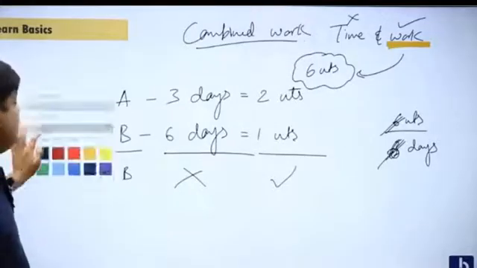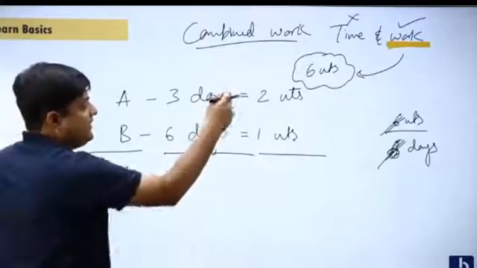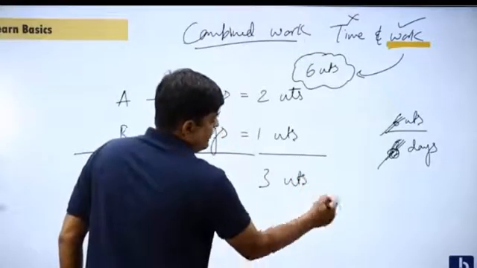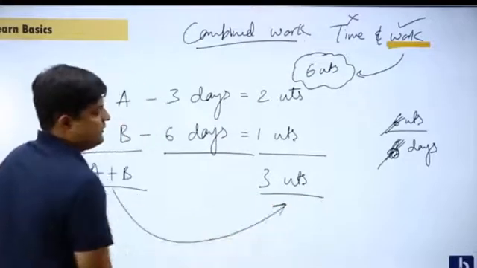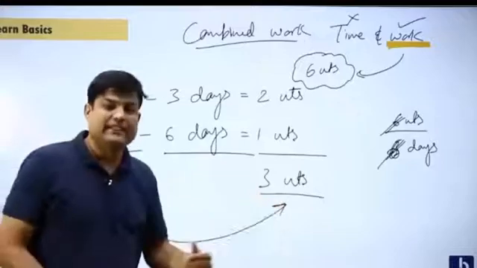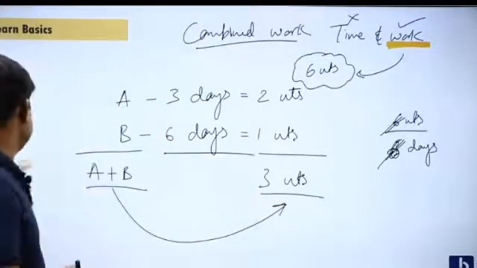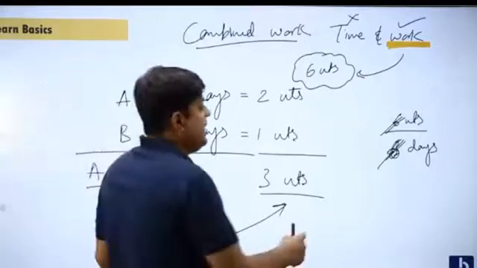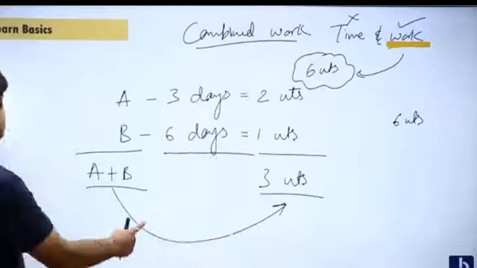Following, everybody? Now, everybody on the screen, you all tell me here, what is 2 plus 1? 3 units. Tell me, who is going to do these 3 units? A and B. Is it 3 days or 3 units? They are combiningly doing 3 units. So I have to understand that both A and B together are doing these 3 units.